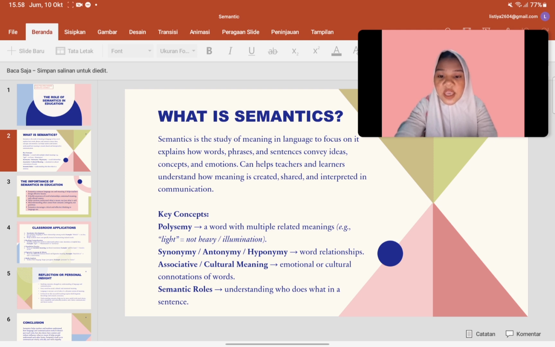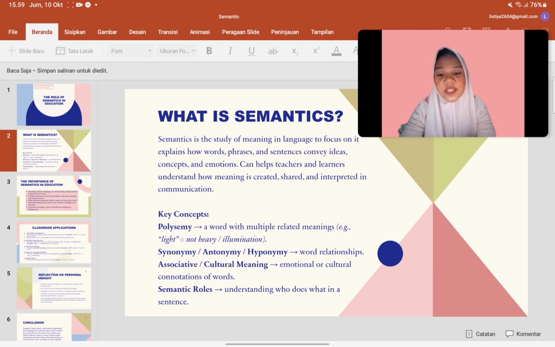Other key concepts include synonymy, antonymy, and hyponymy, which describe word relationships; associative or cultural meaning, which refers to emotional or cultural connections to words; and semantic roles, which show who does what in a sentence. Understanding this helps both teachers and students make sense of how language actually works in real communication.